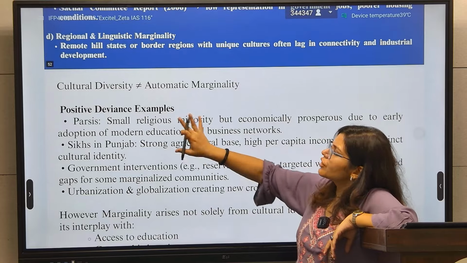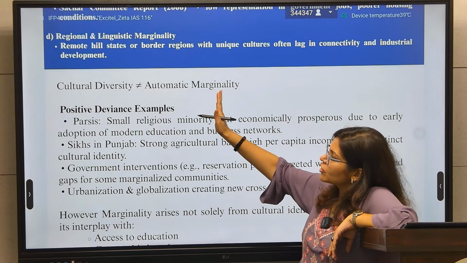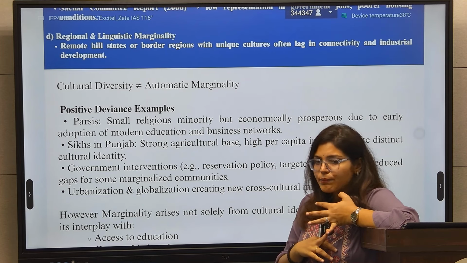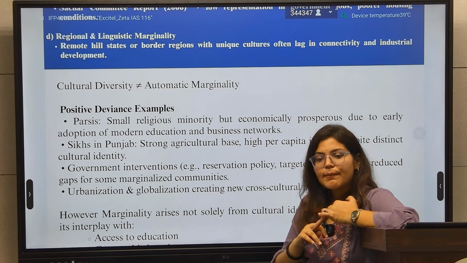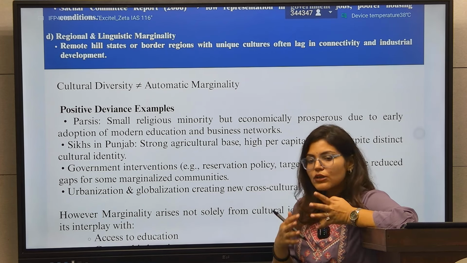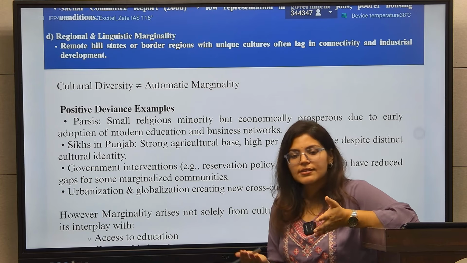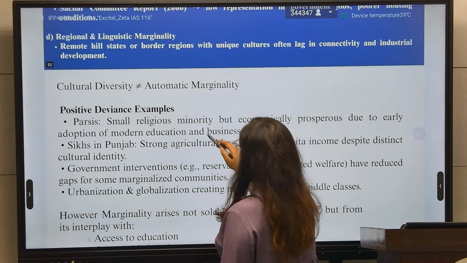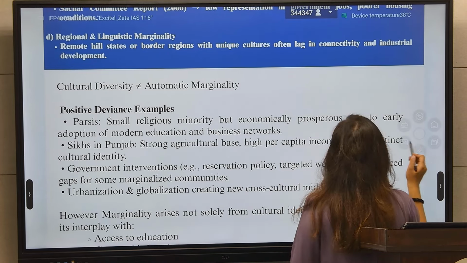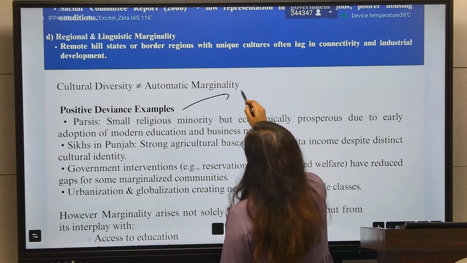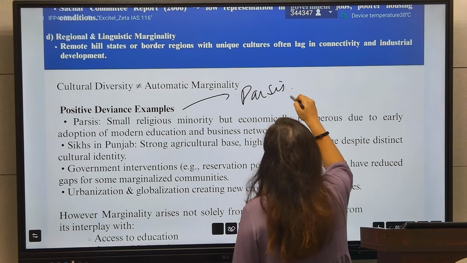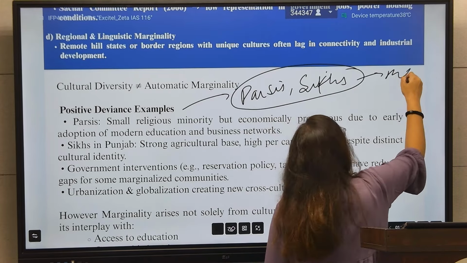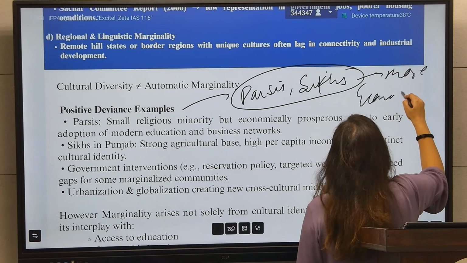Then there is no relation. So there is no relation between diversity and marginalities. In this you have to give examples. Like you have given the example of Muslims, you can also give the example of Parsis. Parsis are also minorities, Sikhs are also minorities, but they are more economically developed.